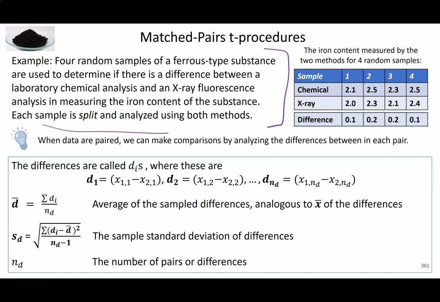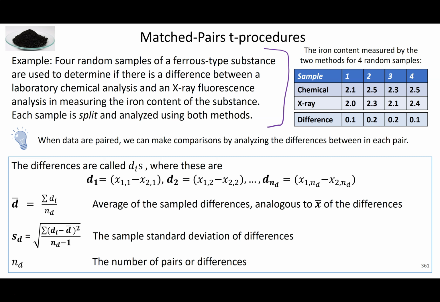So each sample is split. We take the 4 samples and we split them. So technically we have like 2 subsamples for each of these samples, so 8 subsamples total. And we analyze using both methods. We did something similar once in a chem class that we had, where we all had the same thing that we weighed, but we all used different scales, and we found that there was some variability in the scales.